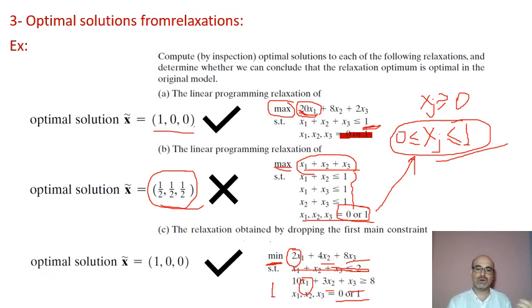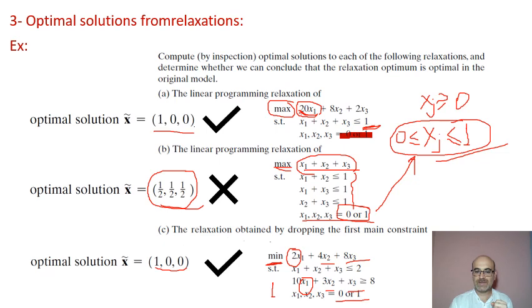So in order to get the optimal solution, we will have 1, 0, 0. And look, be careful. This should satisfy the constraint that we deleted. So you cannot just say that, okay, this is 1, 0, 0, they are binary, it means that this solution is optimal. No, we deleted the first constraint here. You need to check the deleted constraint.